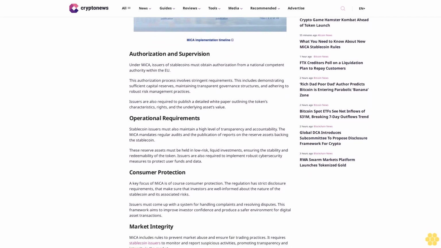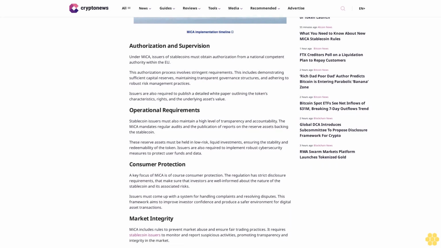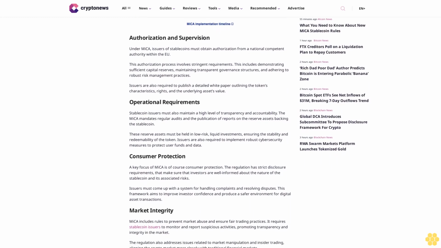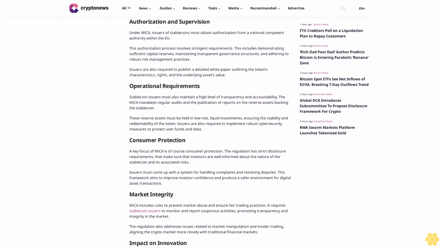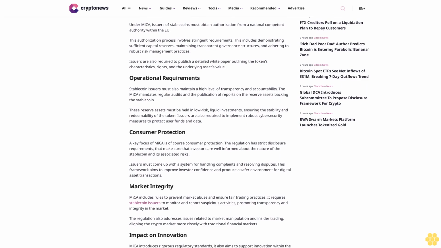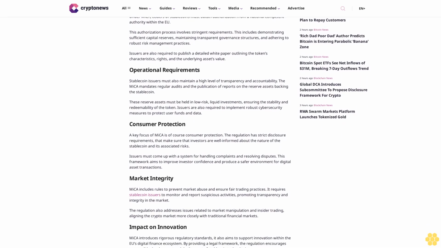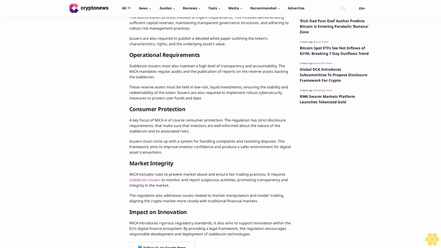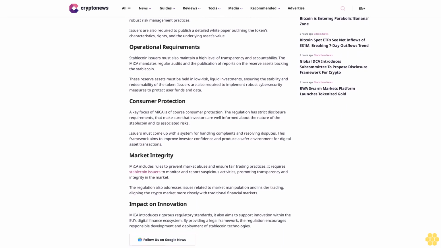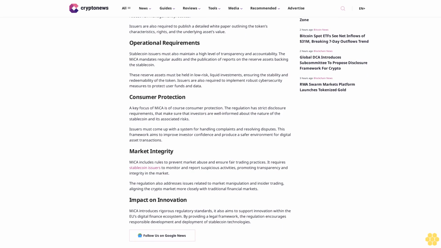Authorization and supervision. Under MiCA, issuers of stablecoins must obtain authorization from a national competent authority within the EU. This authorization process involves stringent requirements. This includes demonstrating sufficient capital reserves, maintaining transparent governance structures, and adhering to robust risk management practices. Issuers are also required to publish a detailed white paper outlining the token's characteristics, rights, and the underlying asset's value.